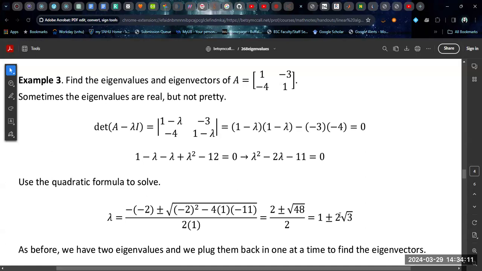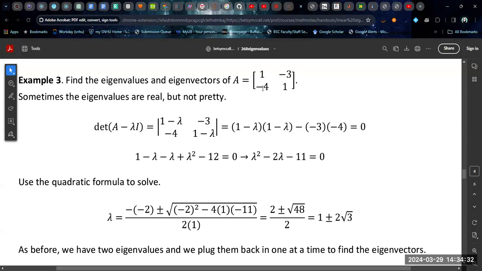It'll claim, because of rounding errors, that the matrix is not dependent, that it's actually independent, and your vectors will end up being 0. So don't use your calculator if you're using a TI-84 to solve problems where you have square roots in them. You're going to have to do them by hand.